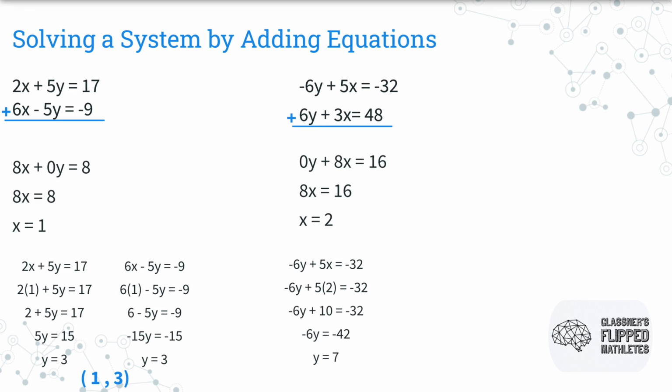I'll show you for the last time that it works in both equations. So 6y plus 3x equals 48. Plug in 2 for x. So 3 times 2, and then you get 6. 6y plus 6 equals 48. Subtract 6. 6y equals 42. Divide by 6. Y equals 7. Again, we have to write our answer as an ordered pair. So we get 2, 7.